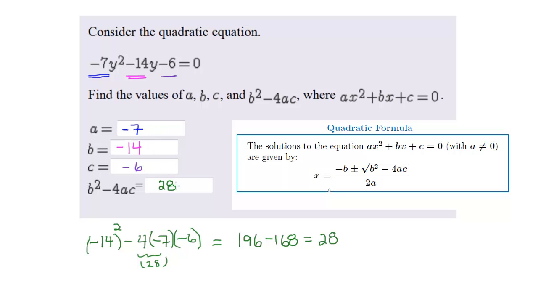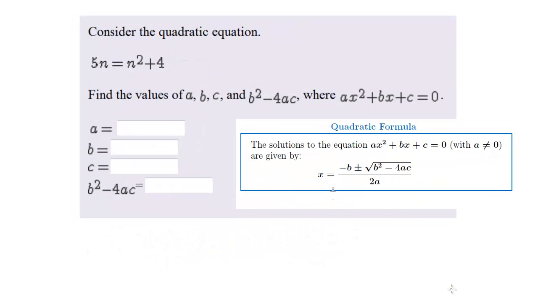These key components will then be substituted into the quadratic formula if we were using it to solve the quadratic equation. Let's take a look at one more example. Let's consider the equation 5n equals n squared plus 4. We want to find the values of a, b, c, and b squared minus 4ac for this particular equation.